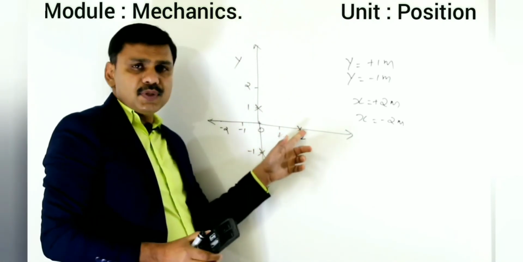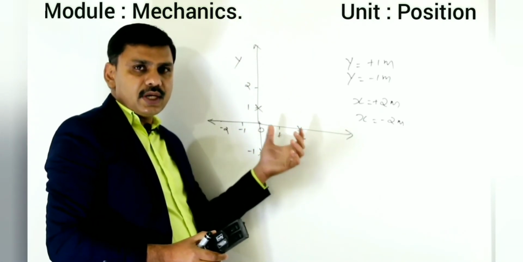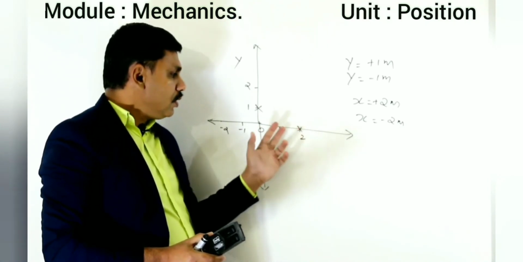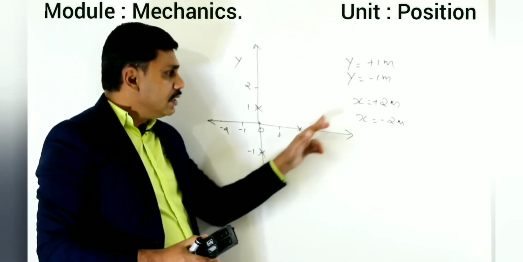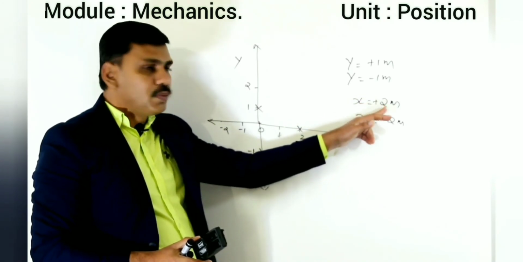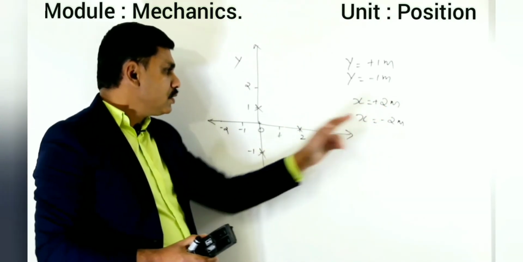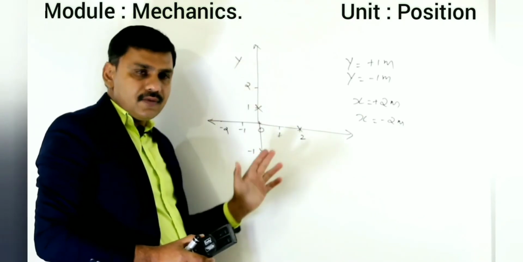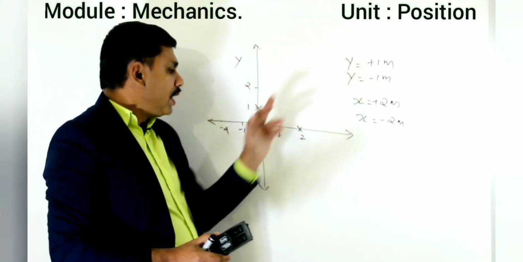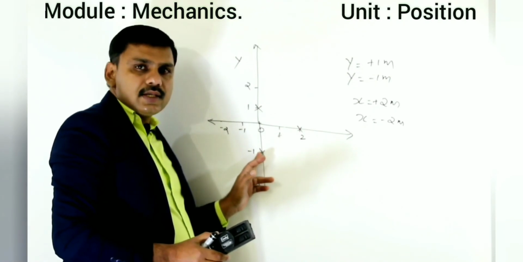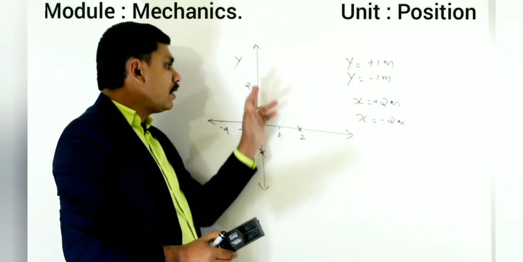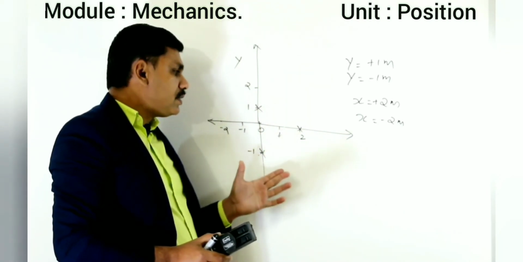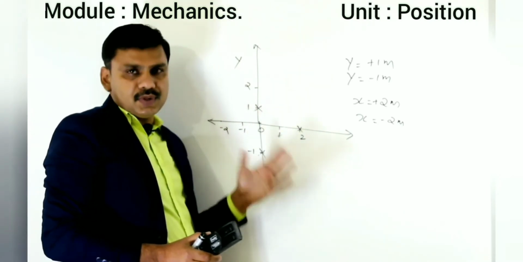So these are the positions. The position of an object you can represent on the axis. Right side is plus, that indicates x equal to plus 2 meter, and x equal to minus 2 meter is on the left. Minus stands for left. Y equal to minus 1 meter is down, and y equal to plus 1 meter is up. So these are the different ways you can represent the position.